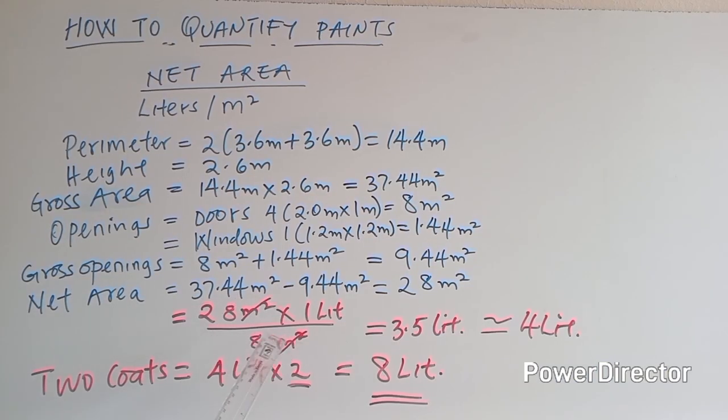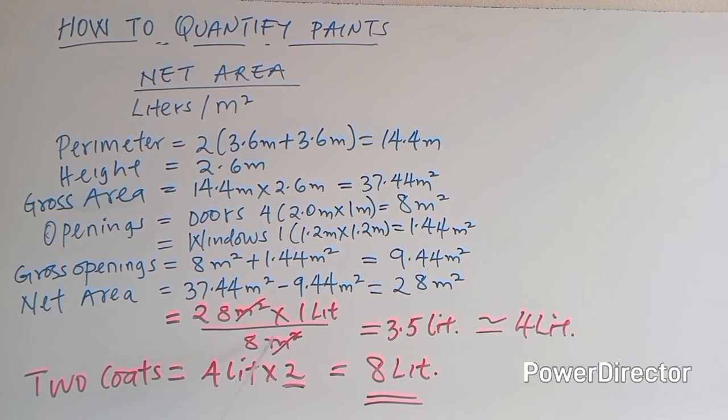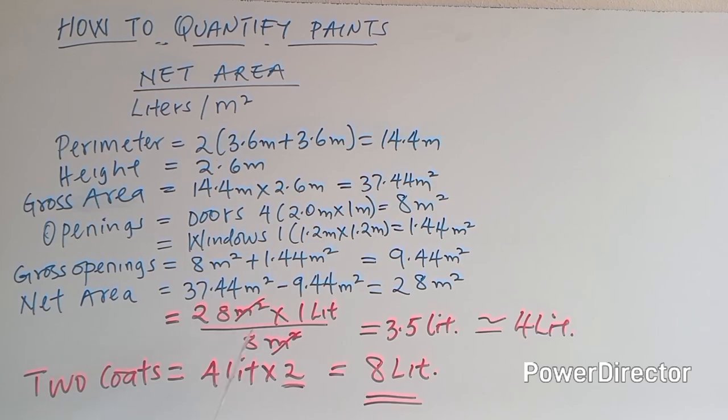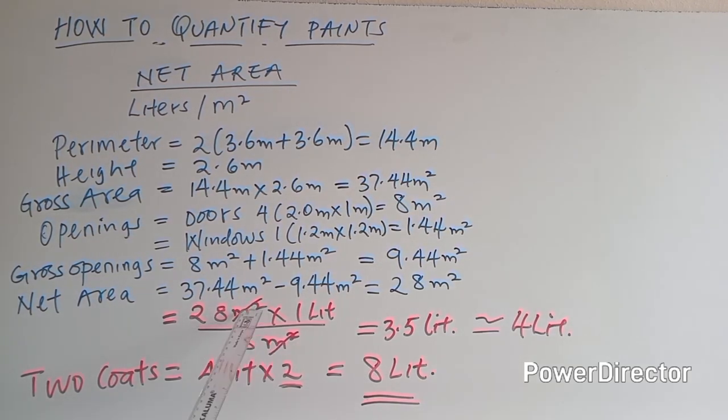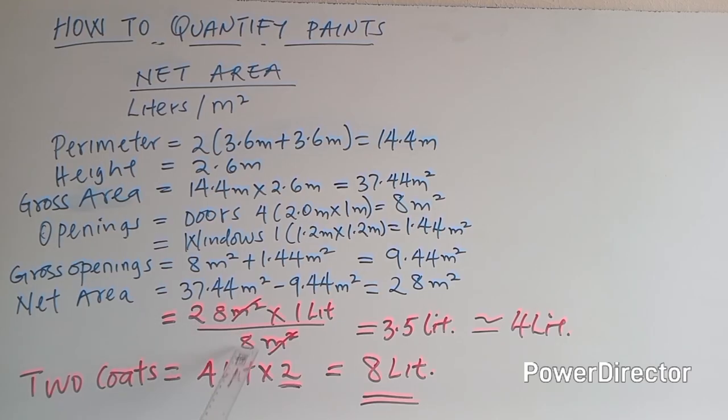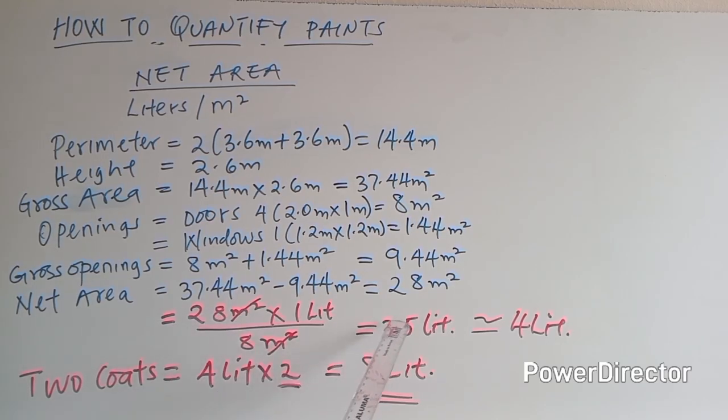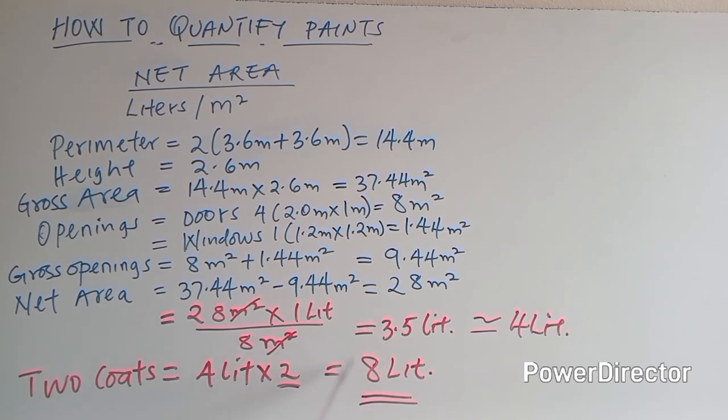So with that in mind, we are going to divide by the lowest because it was 8 to 10. So let us take the 8, which is the least, then divide our net area here by it. So if we divide this one by this, we're going to get 3.5 liters, which is approximately 4 liters. And because we're going to have 2 coats, this 4 liters is for 1 coat. Now for 2 coats, it's going to be 8 liters now. So for us to have 2 coats in this room, we're going to use 8 liters.